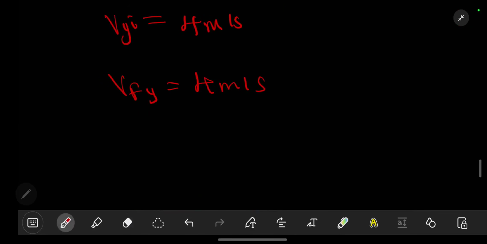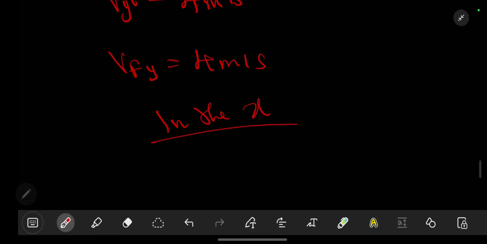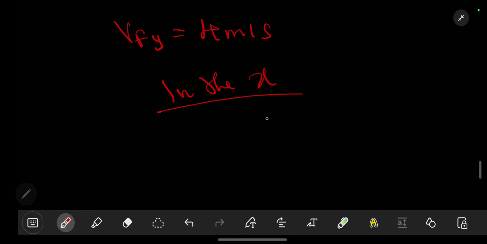So what are we going to have? Let's try in the x. In the x, the momentum, so we have to split this. If there is momentum in the y as well, if there is impulse in the y, we are going to use Pythagoras theorem. We are going to look at another example where that is mostly applicable.